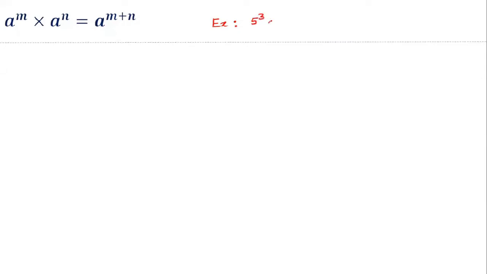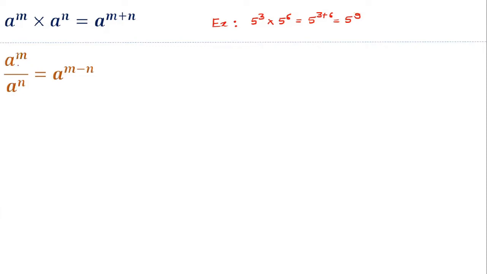5 to the power 3 into 5 to the power 6 is equal to, base is same 5, add the powers, 3 plus 6, that is equal to 5 to the power 9. If bases are equal, then add the powers while multiplying.